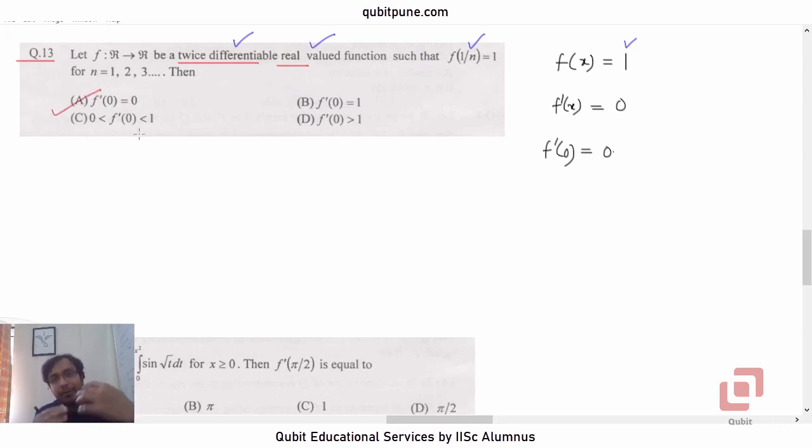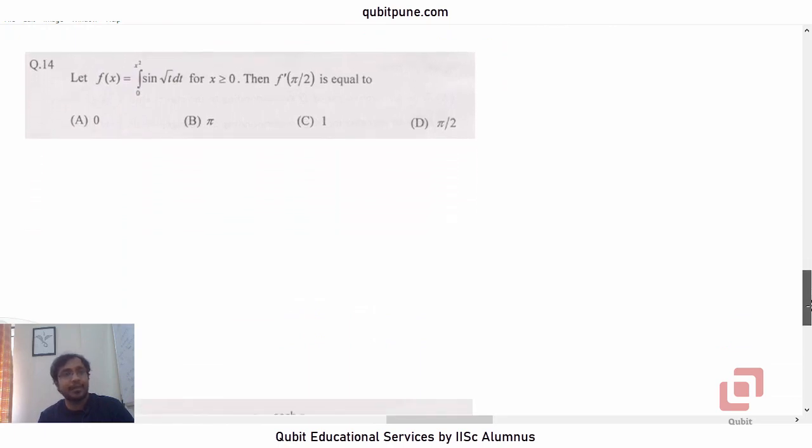So you may employ this approach in other multiple choice questions or numerical answer type questions if the problem has been designed that way. If the result is in general true, because you know that only one option is going to be right, so if the result is true for a general case, it must be true for a simple or simpler case, and that is what we have done here. Question 13, option A. Let's go to question 14th.